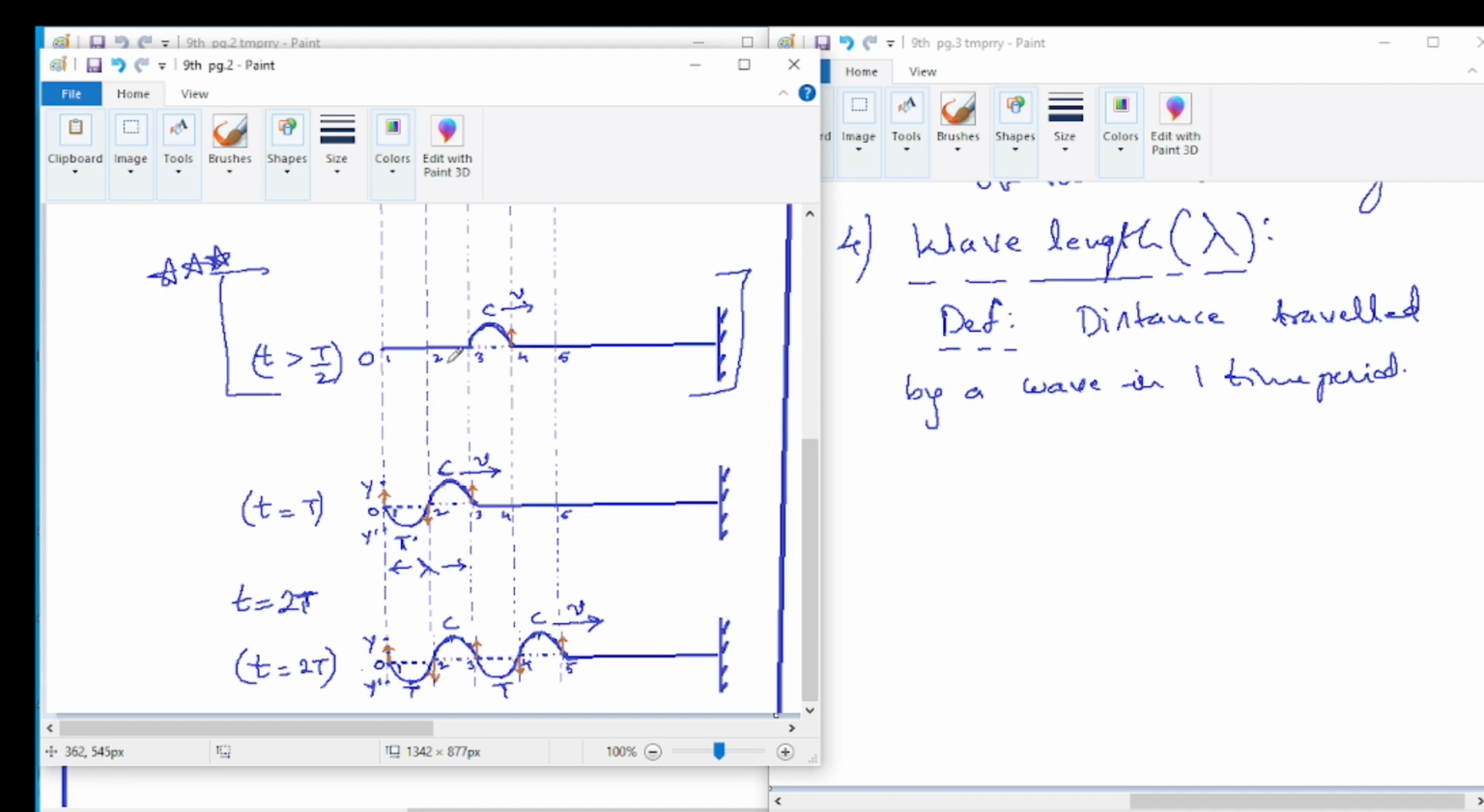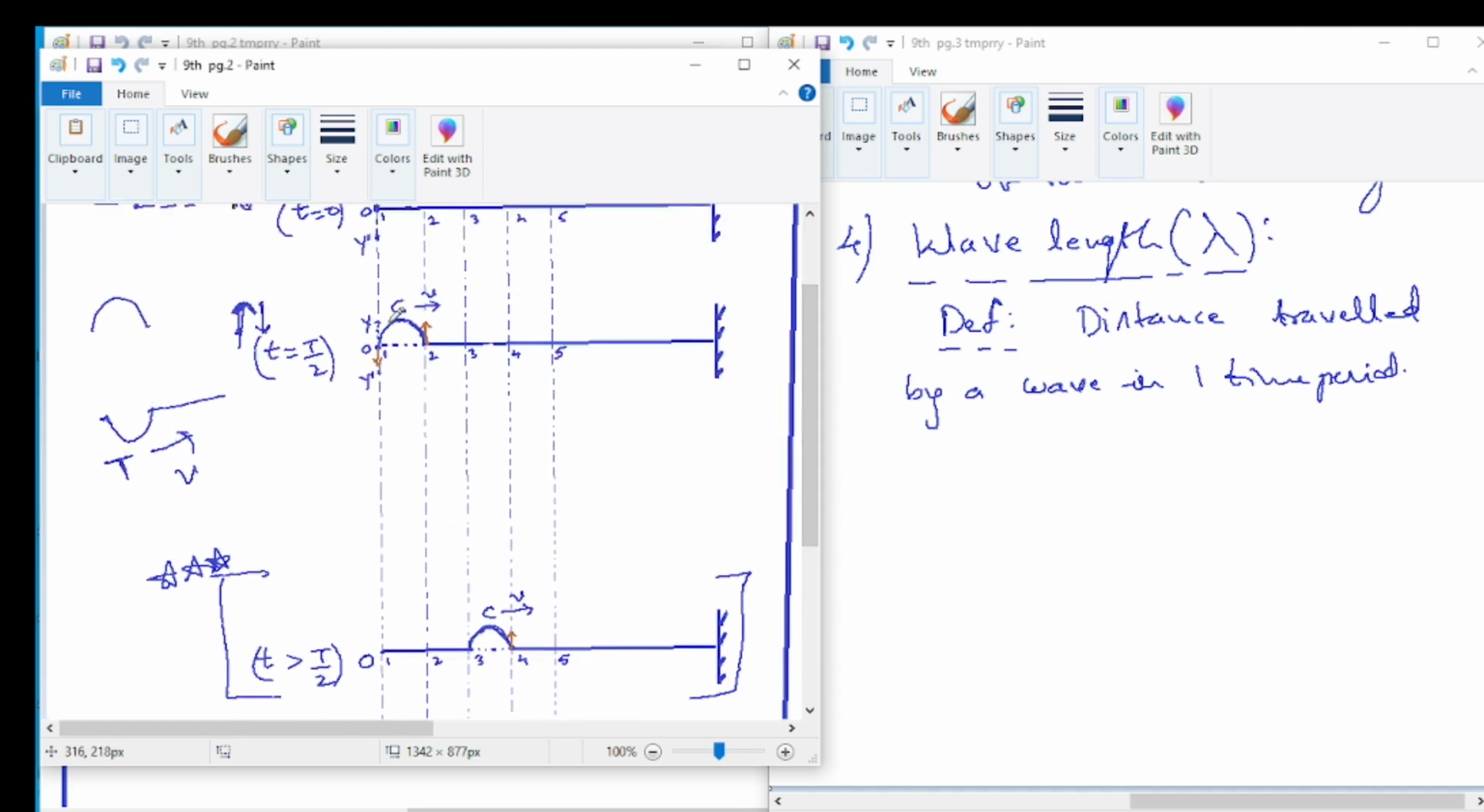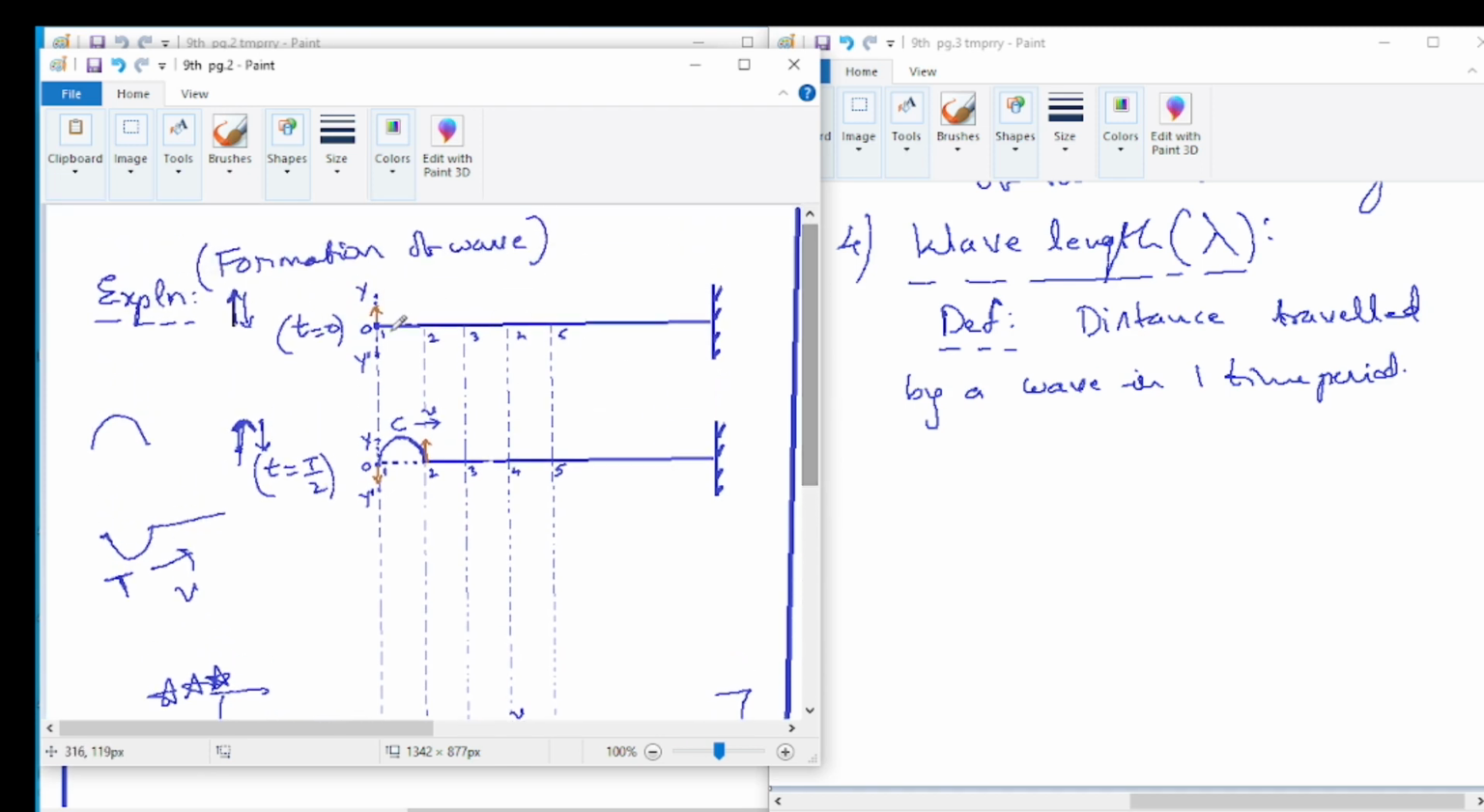Earlier, when there was no disturbance here, for this we'll consider this particular diagram, the center of the crest was at the mean position of rest. Once the disturbance or wave got formed, the shape of the string is not straight now, it has become curved upwards, forming the crest. So where is this particle at the midpoint between particle 1 and particle 2? Earlier it was at mean position, now it is at the extreme position. That's what we have seen.